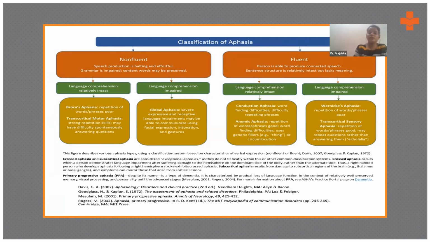Then language comprehension is relatively intact in conduction aphasia and anomic aphasia. In conduction aphasia, usually the patient finds it difficult to express themselves, and the worst part is they are aware of it. These patients are quite frustrated because they are aware of their lacking, and they want to say something but end up saying something else altogether.